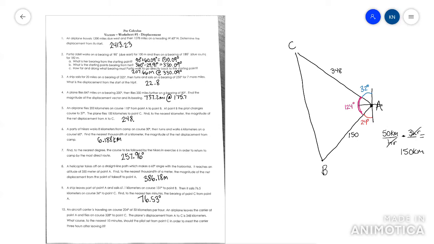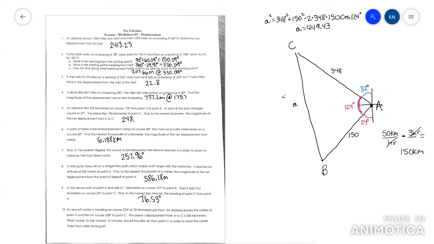I can run law of cosines to get this side. That's what I'm going to do next. So that would look like this. We'll call this A. So it'd be A squared equals 348 squared plus 150 squared minus 2 times 348 times 150 times cosine of my angle, 124 degrees. And if you do this right, you'll get A having a value of 449.43.